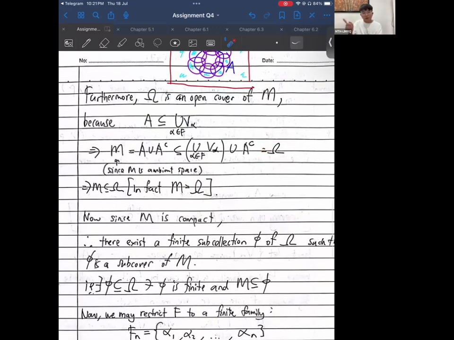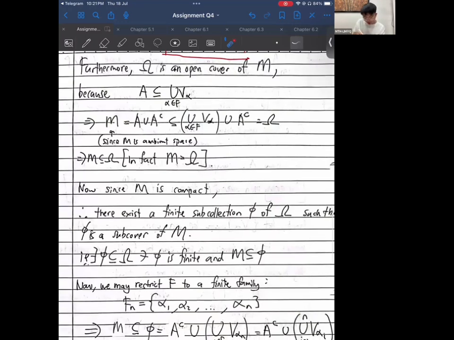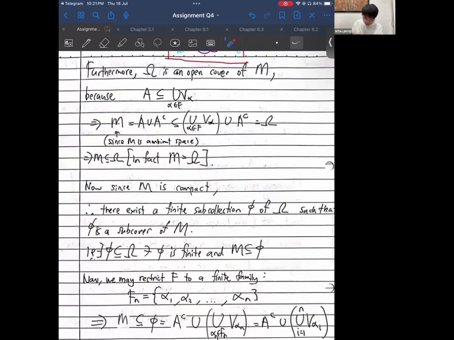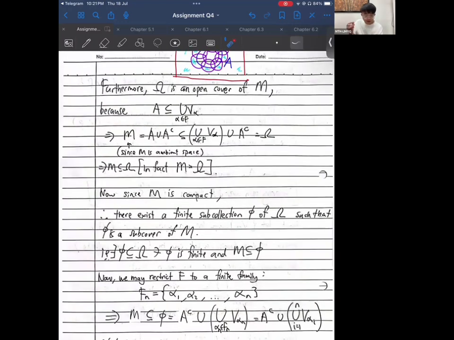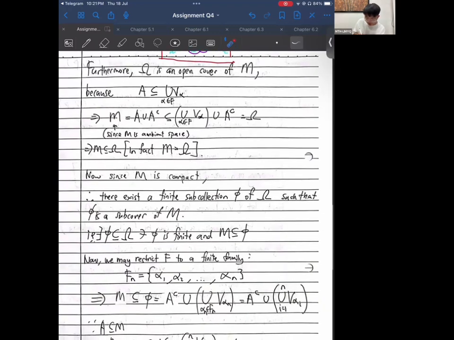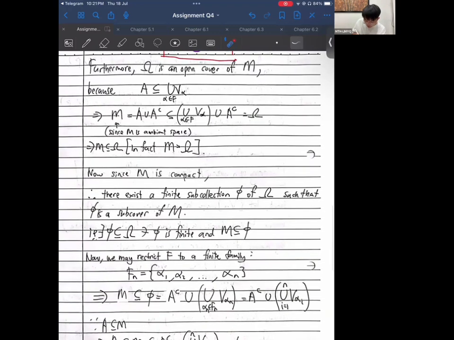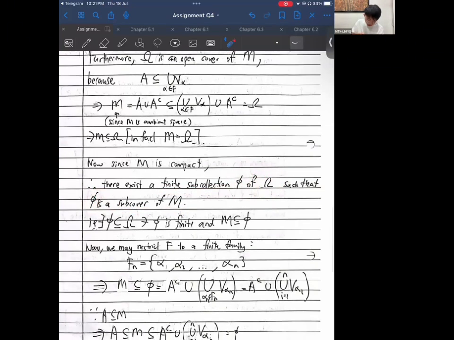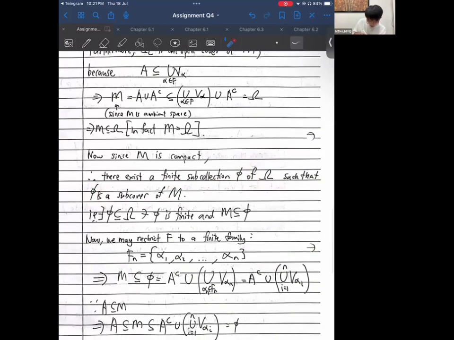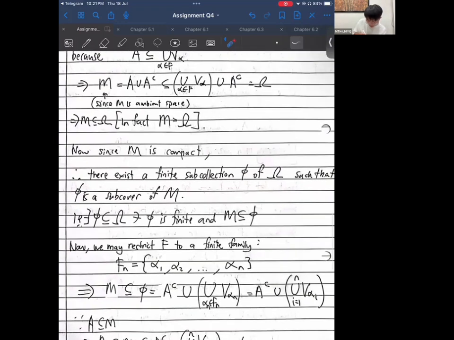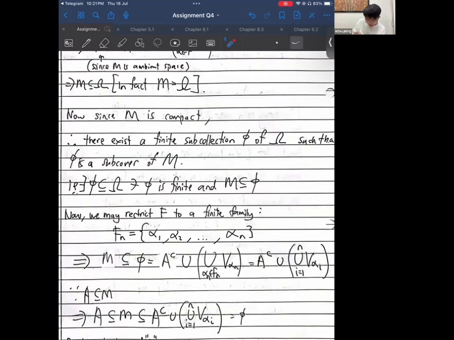Now we have to use the second important assumption, that M is compact. Because M is compact, by the definition it has a finite subcollection of the original set such that this new set is also a subcover of M. Writing symbolically, we mean there is a subset phi, where phi is finite, and phi covers M.